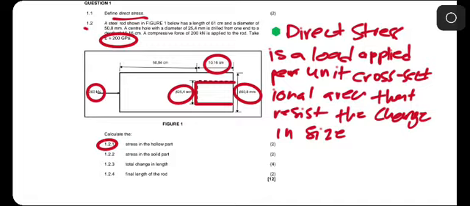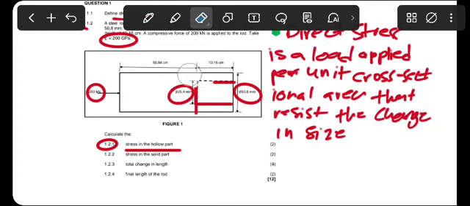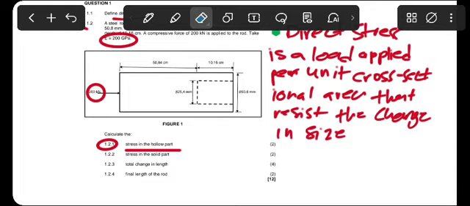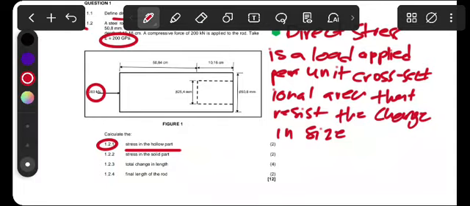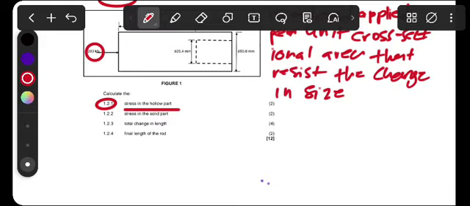So we're given, 1.2.1 says calculate the stress in the hollow part. In the hollow part, we are focusing on this, the stress in this part, guys. You want the stress in the hollow part, as you can see, guys.